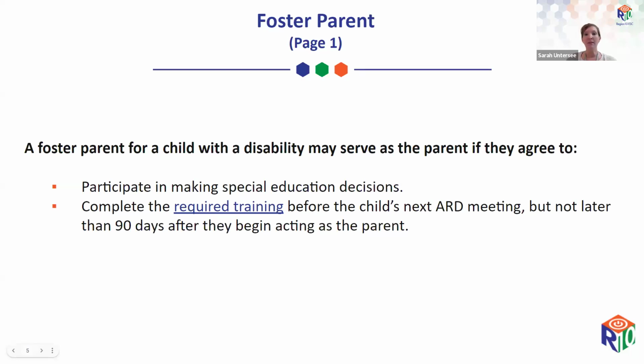On page 1, we talk about foster parents. A foster parent for a child with a disability may serve as the parent as long as they agree to participate in the special education decisions and complete the required training before the child's next ARD meeting, but not later than 90 days after they begin acting as the parent.